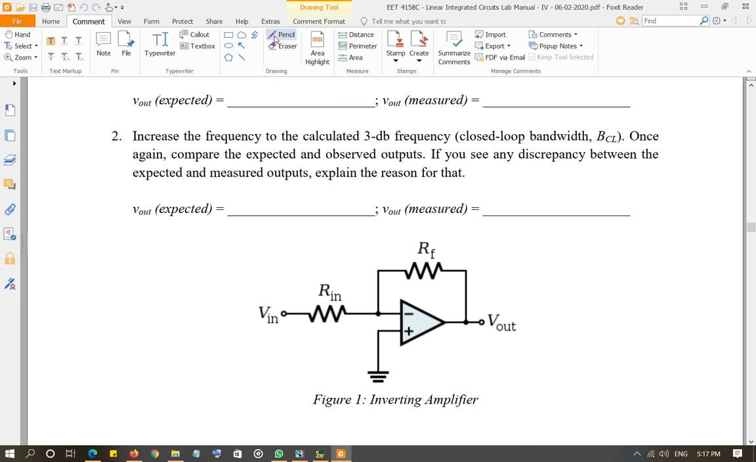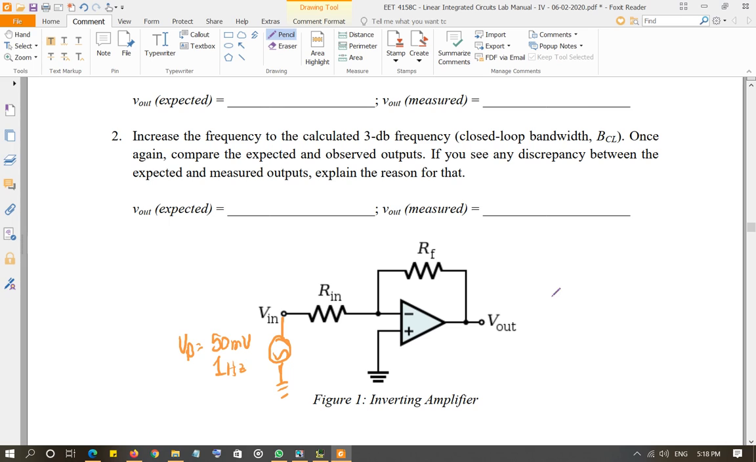So if I go and use V input to be a sinusoidal source right here, for this sinusoidal source the peak value you are choosing is 50 millivolt V peak, and the initial frequency for step number 1 is going to be 1 Hertz. So very small frequency, right, close to DC.